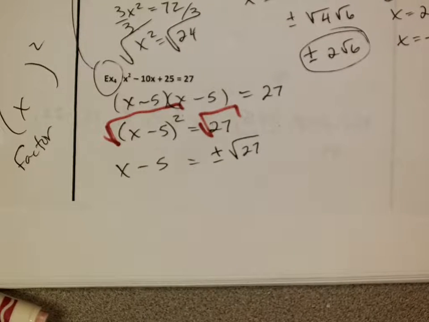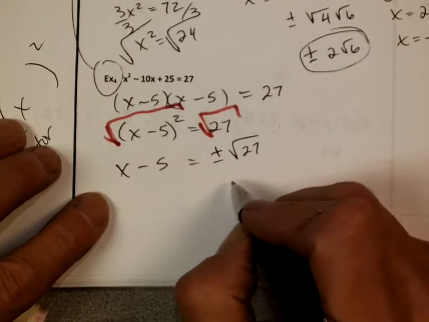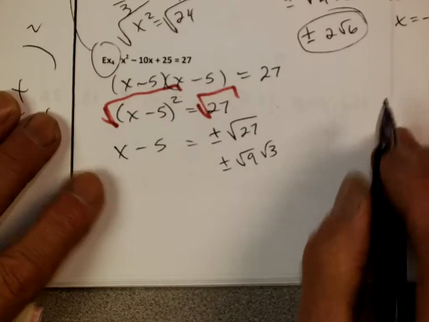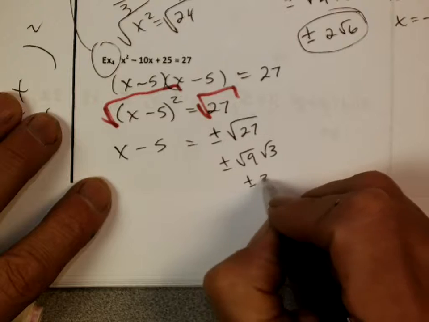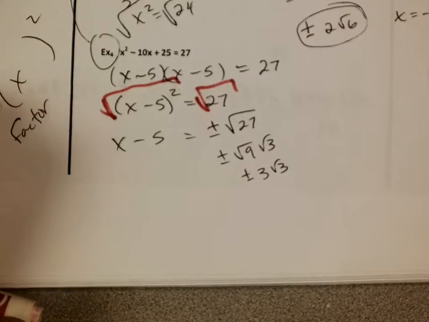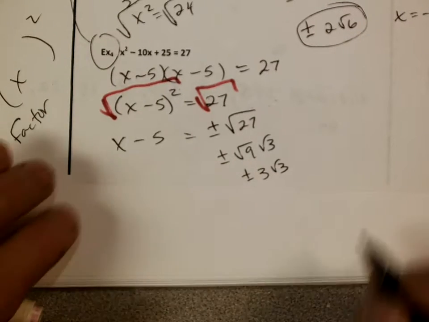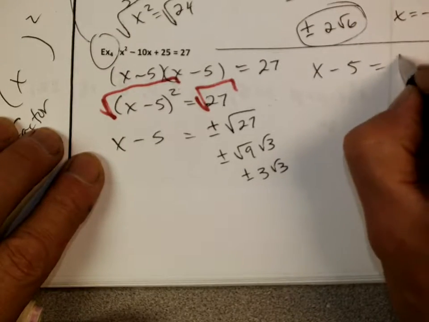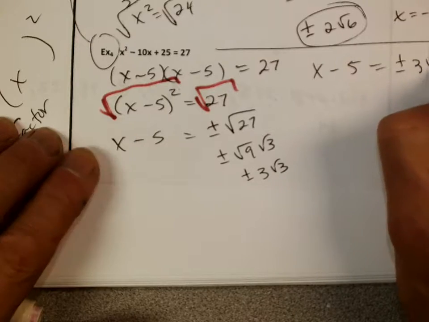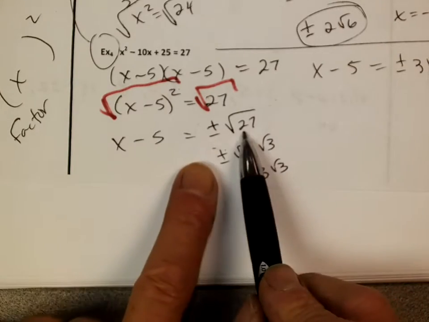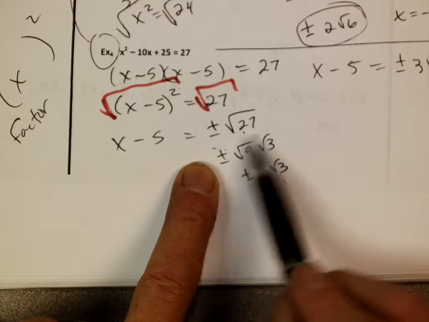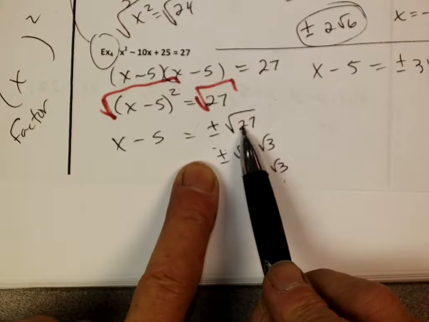27 can be broken down, right? 27 can be broken down into what? Yep, 9 and 3. Which makes really 3 square roots of 3, okay? So now I need two answers. So what I have is really an x minus 5 equals plus or minus 3 square roots of 3. You okay with that? I just rewrote the 27 as 3 square roots of 3. That's all I did, is just change the 27 into 3 square roots of 3.